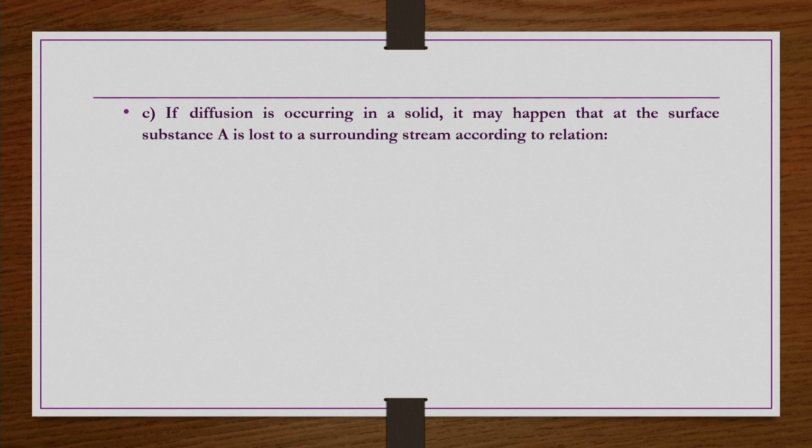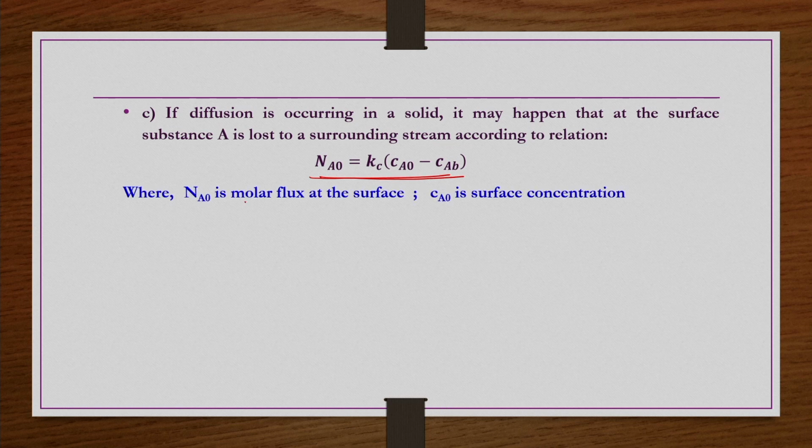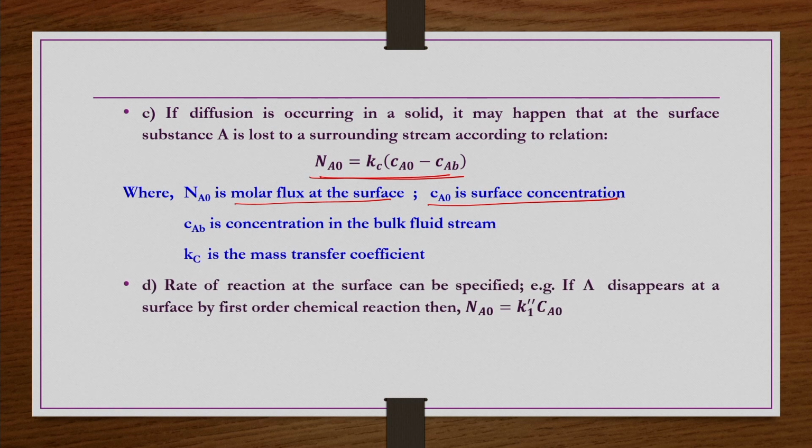Then if diffusion is occurring in a solid, it may happen that at the surface substance A is lost to a surrounding stream according to this relation, NA naught is equal to Kc multiplied by CA naught minus CAb, where NA naught is the molar flux at the surface. It is a fixed value, it is not changing, right. It is not NAz, it is NA naught, the fixed one. CA naught is the surface concentration, and CAb is the bulk concentration or concentration in the bulk fluid stream. Kc is the mass transfer coefficient.